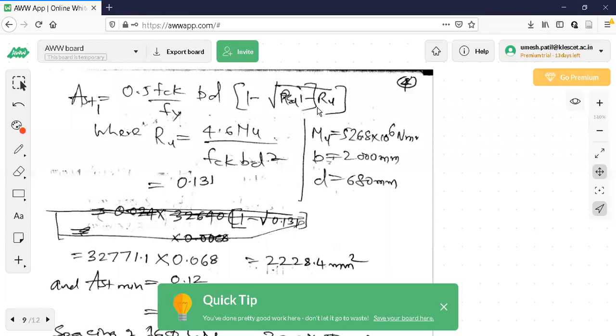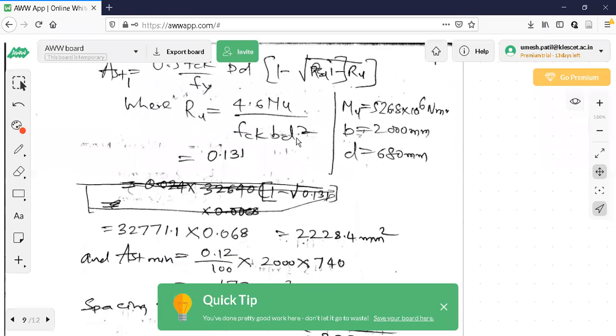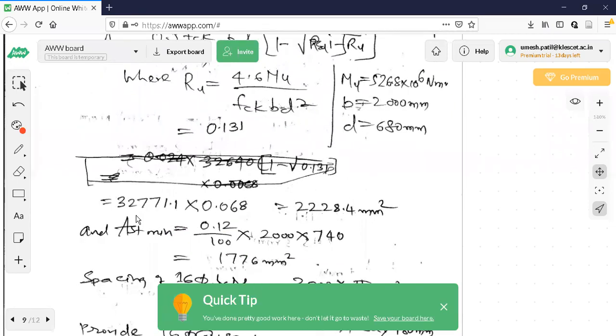This should be substituted here. Now I'm getting RU 0.31. RU I got it as 0.31. Then I substituted in this formula all the other relevant values. So 32771.1 into 0.068. This is just a calculation here.